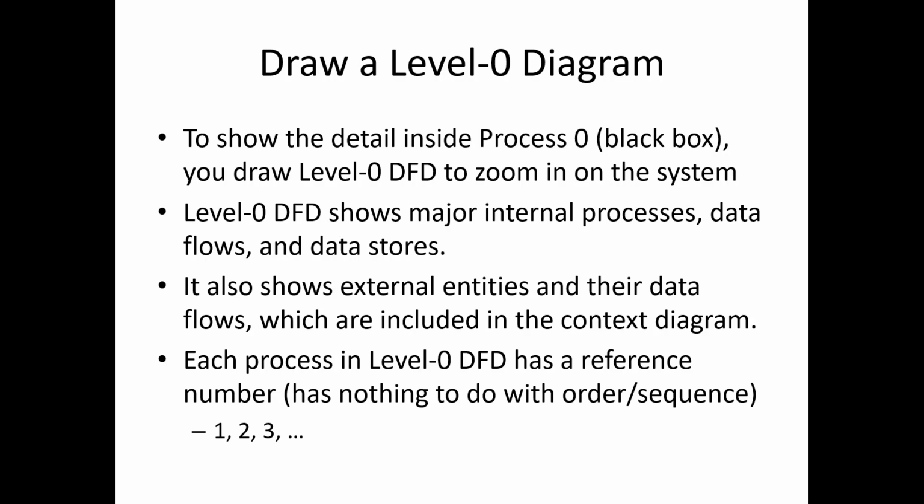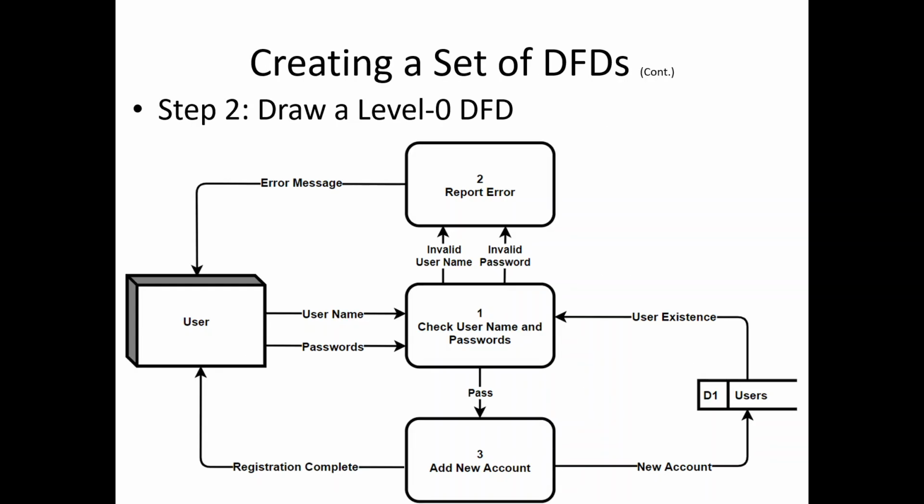Also, each process in level 0 diagram has a reference number, such as process 1, process 2, so on and so forth. This reference number has nothing to do with sequence. So it doesn't mean we need to first do process 1 and then process 2. So this time we draw level 0 diagram. So the system is decomposed into 3 processes. Process 1, process 2, process 3.